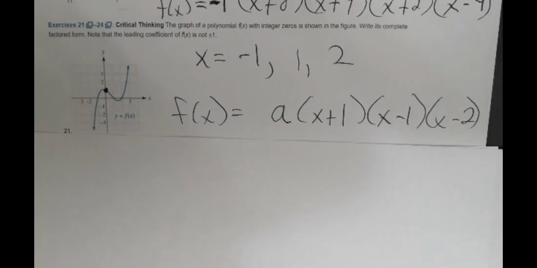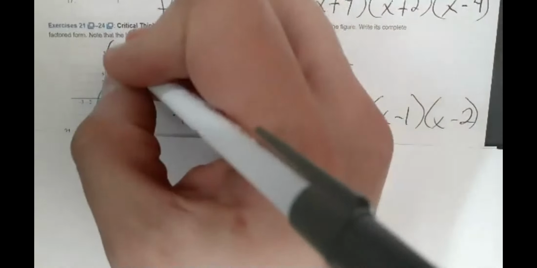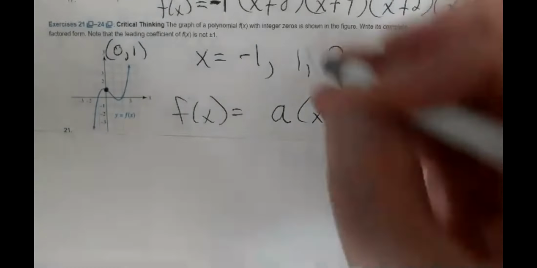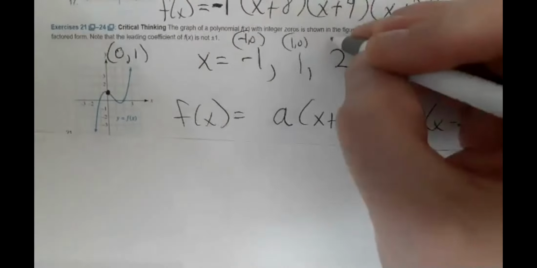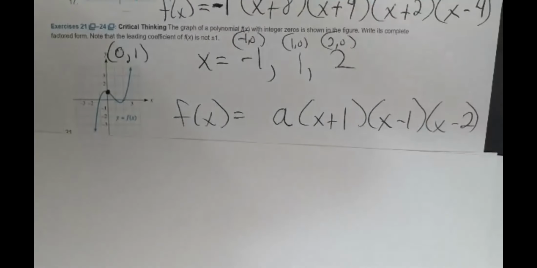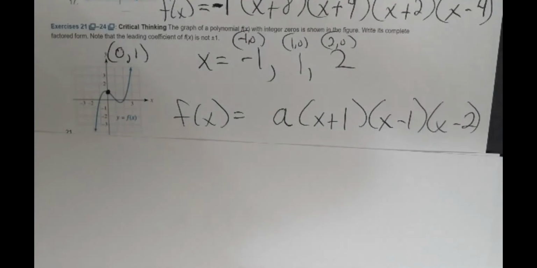So what I want to do is pick a point. I want to find a point on this graph somewhere. It doesn't look like it really goes through evenly anywhere besides 0. Those are my x-intercepts. This is my y-intercept happening at 1, which is going to be 0, 1.